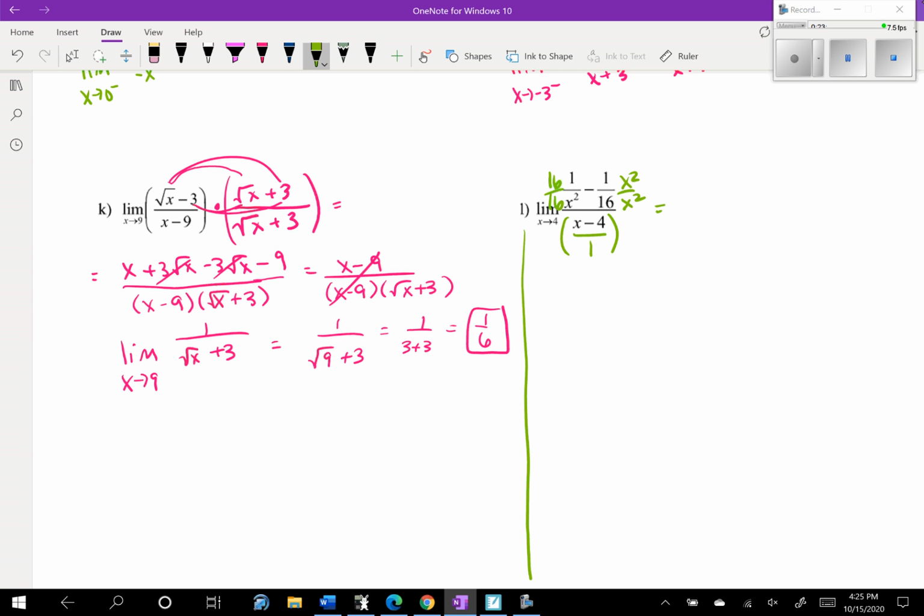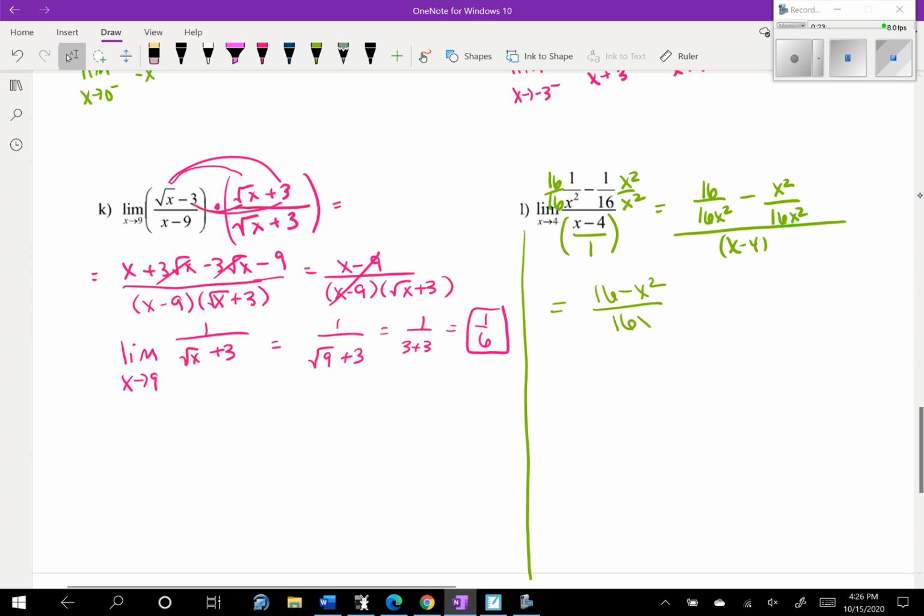If you forget how to simplify complex fractions, I suggest looking up how to do so, or you can look at my Math 3 videos. So for this, we have 16 over 16x squared minus x squared over 16x squared, and that's all being divided by x minus 4. Now again, you don't want to cancel out that 16 over 16 or the x squared over x squared, because we did that on purpose so that we could get a common denominator to make it one fraction. So when I do that, I get 16 minus x squared over my common denominator, 16x squared, divided by x minus 4. Remember, that's really over 1.